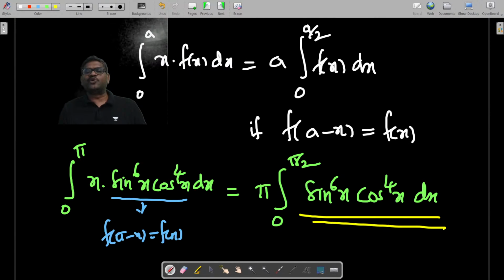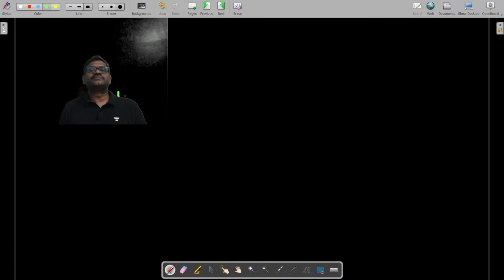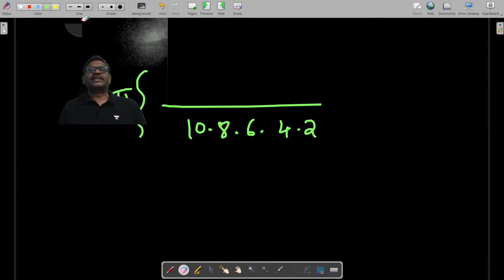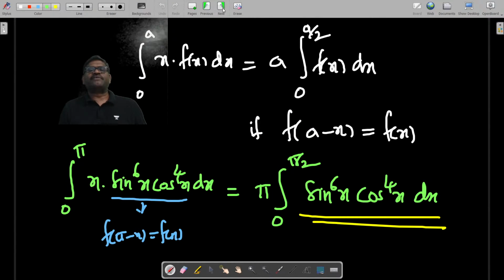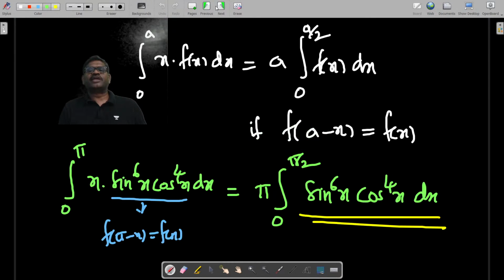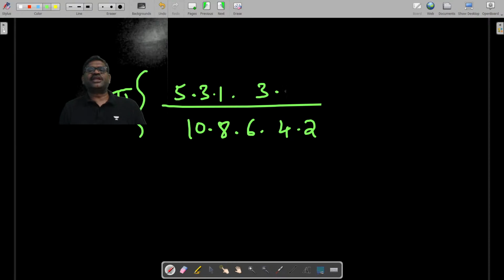Here you can apply Wallis rule. Pi into, the denominator starts with m plus n, 6 plus 4, 10: 10, 8, 6, 4, 2. Now when the power is 6, the numerator starts with 5, 3, 1. Here the power is 4, the numerator starts with 3 into 1. Both the powers are even, therefore pi by 2 will come.